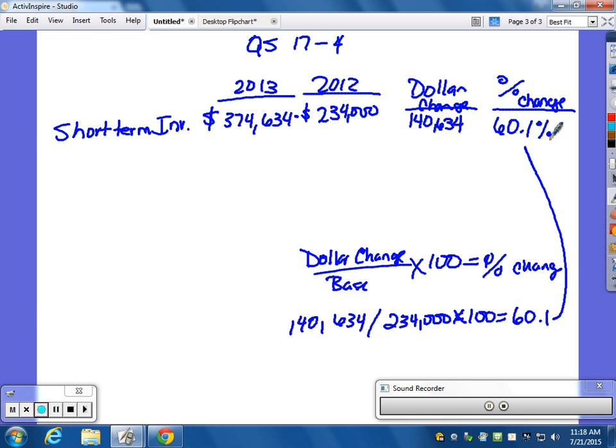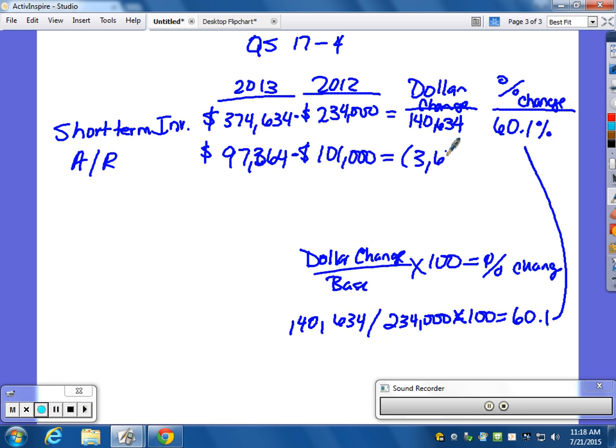Okay, next is accounts receivable. How much was it in 2013? 97,300. How much was it in 2012? 101,000. So the dollar change for that equals how much? Negative 3,636.